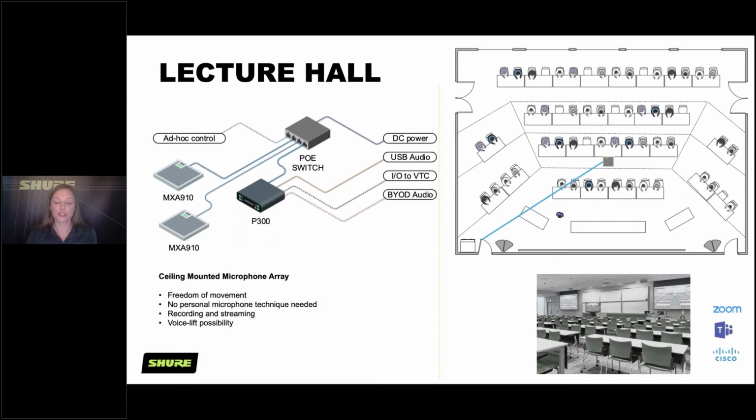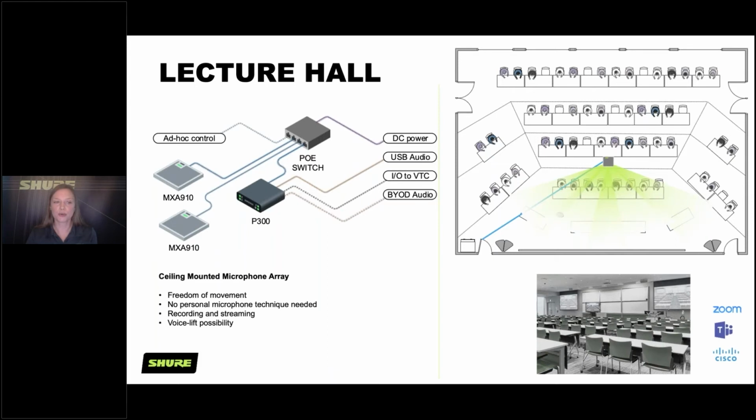Now, what we want to do with the onboard steerable coverage is we're actually going to aim lobes in a very direct way to pick up the front of the classroom. So you'll see here we have those green lobes picking up the front of that lecture hall.